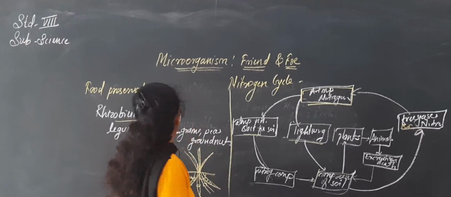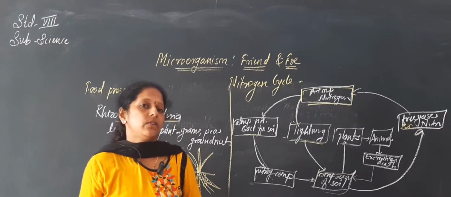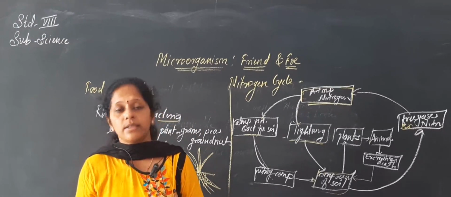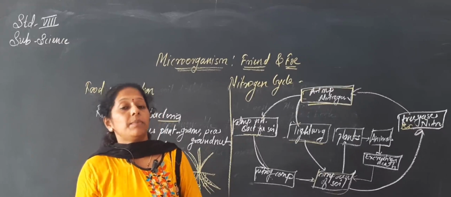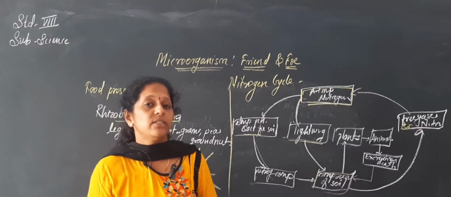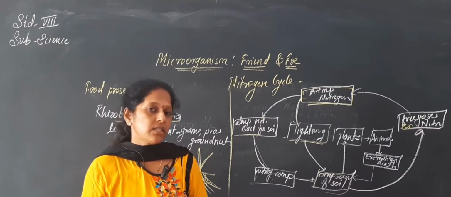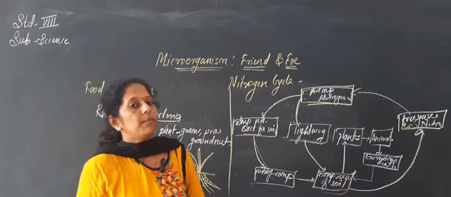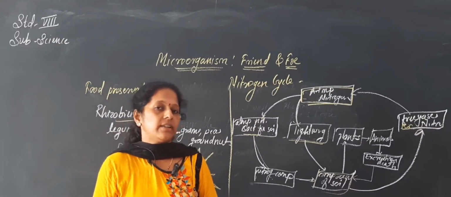So today we learned about the preservation of food and the nitrogen cycle, and so here the lesson is over. You should write the 30 words from this lesson, the 15 middle question answers, and also complete the exercise question answers.